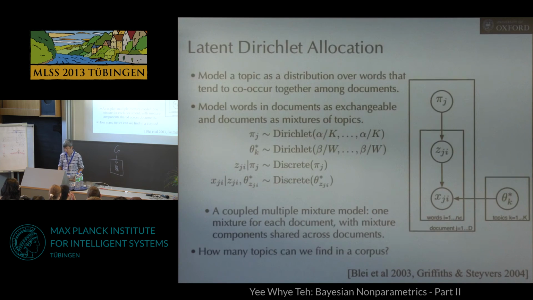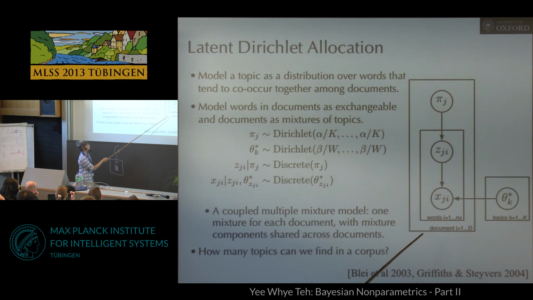A very popular model for modeling topics is latent Dirichlet allocation. Here we're going to model a topic as a distribution over words that tend to co-occur together, and each document in our collection of documents as a mixture over topics. Okay, so the generative model is very simple.